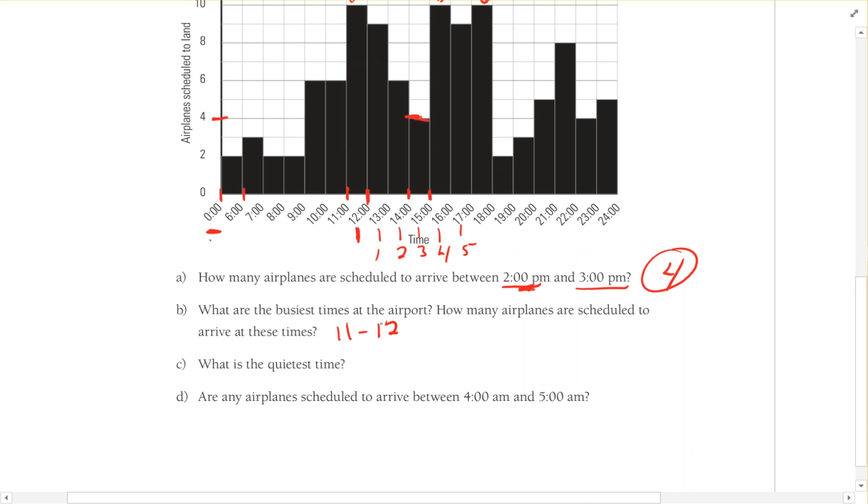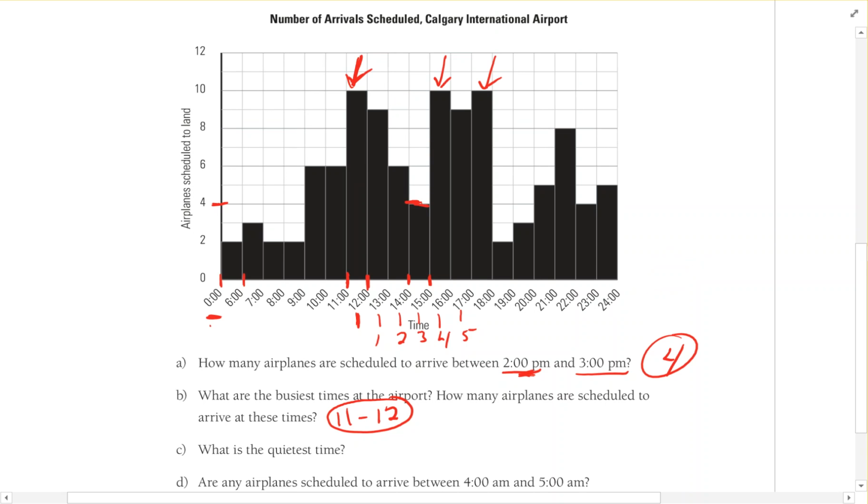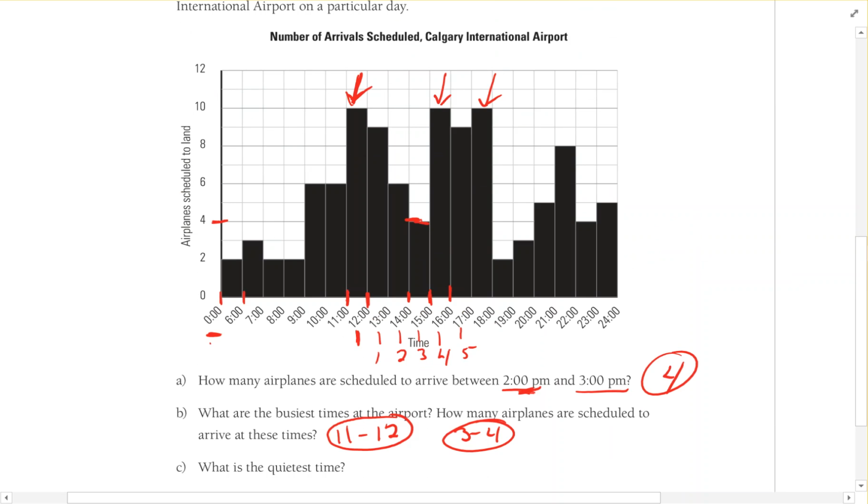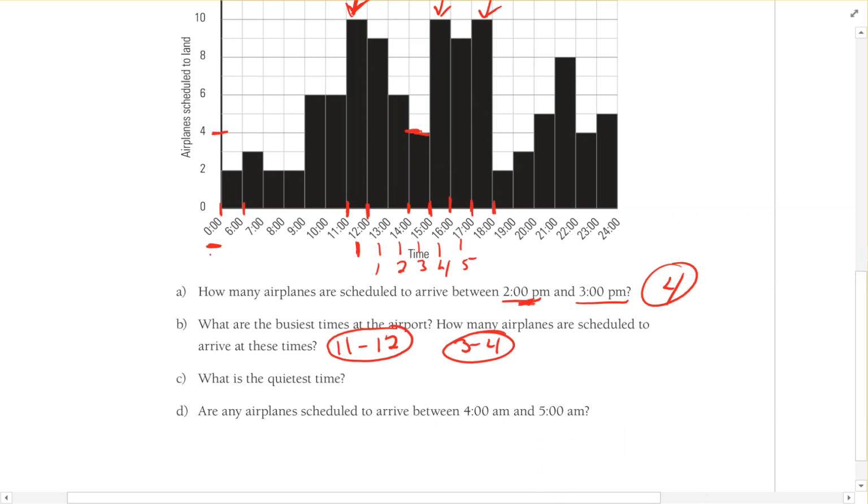That's what makes this a histogram, right? It's between 11 and 12. It's not just a single number. It's a series of numbers in between there. So that was the first one. The next one was between 1500 and 1600, or you could say between 3 and 4. And then the third one was between 1700 and 1800, or 5 and 6.